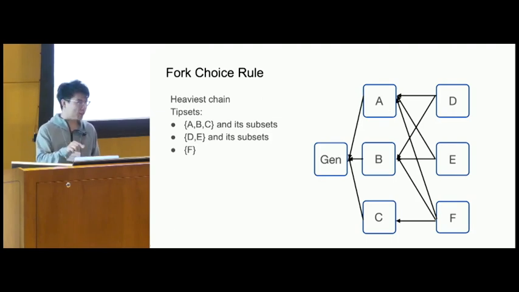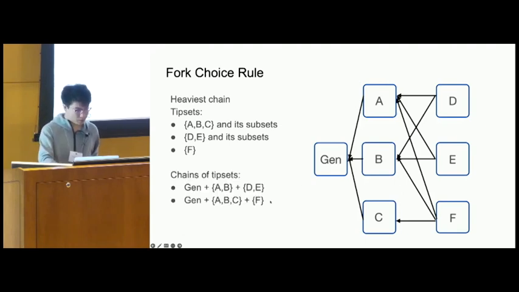And then we have block D and E, and also a subset of this set as a tip set, because their parent tip set is block A and B, and then block F itself will be a tip set. So we can actually find two chains of tip sets in this stack.